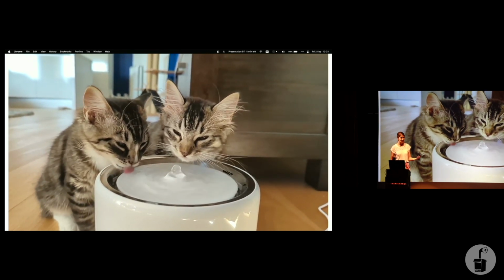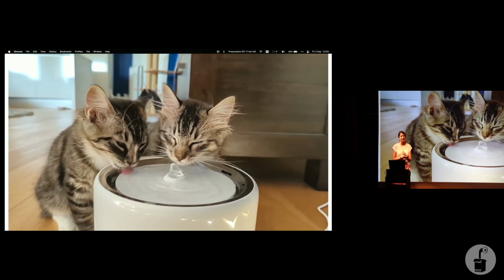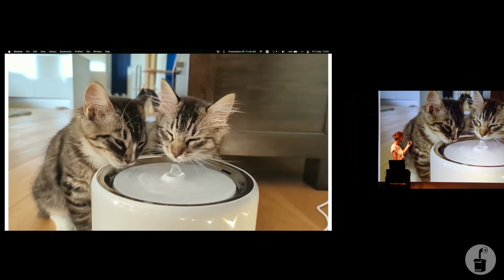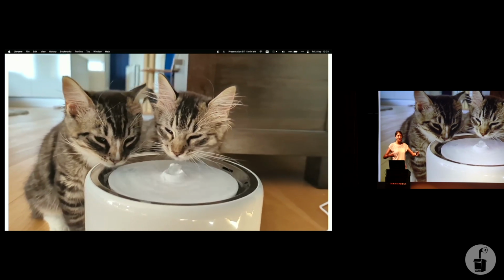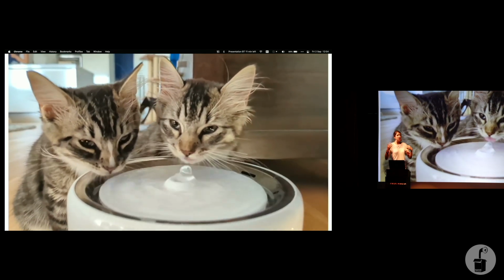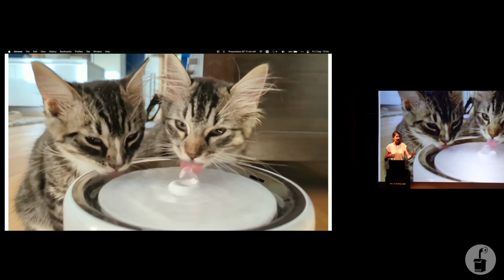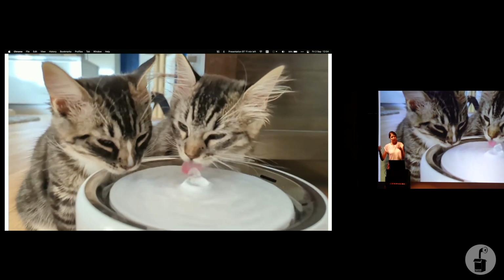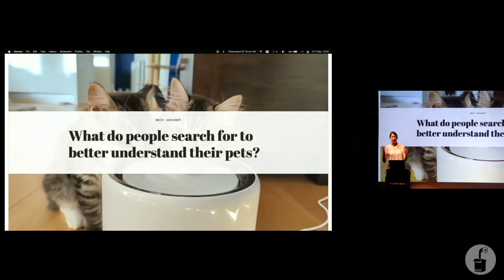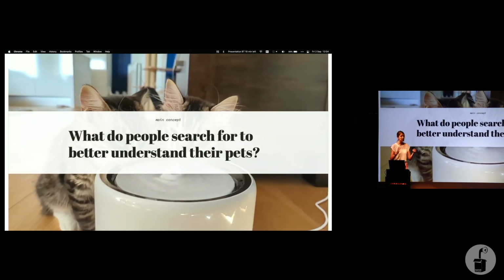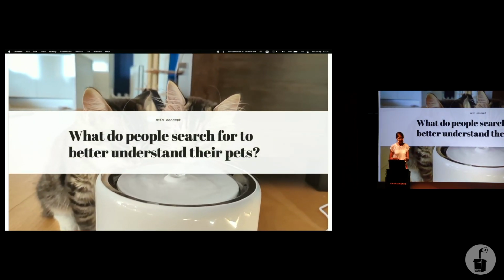and that was doing something about pets. I've had a cat for a long time, and more recently, I now have these two cute little fluff balls wrecking my house. So I find myself on Google quite often to search for some behaviors, like, is this okay? Is that normal? How do I get this to work? How do I stop them doing that? And I was wondering, how do people in general use Google to better understand their pets?